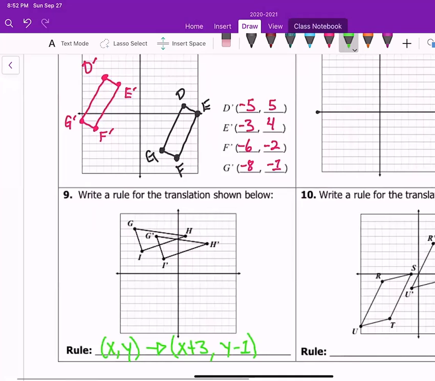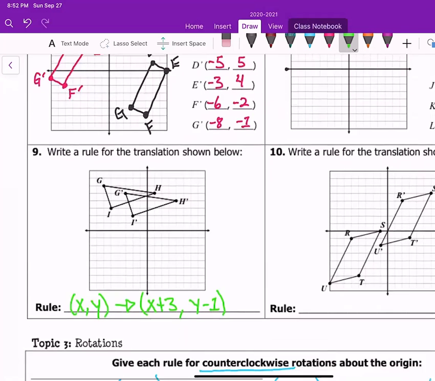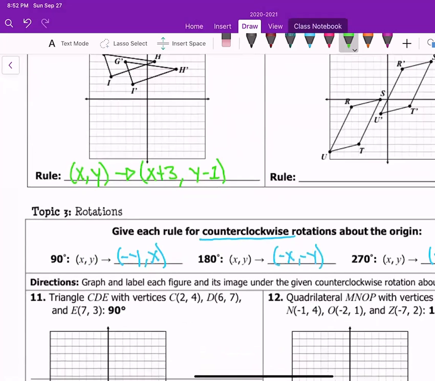Number 10, similarly, is the same thing. You find the original point, and then you go to the R prime or the S prime or whichever point you pick. All right. So here it says rotations.